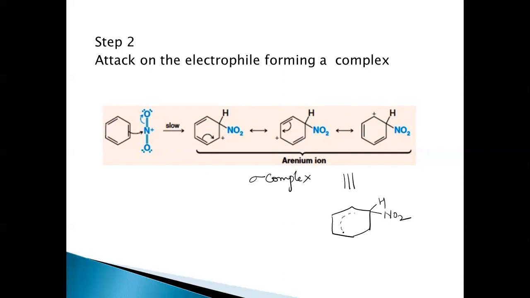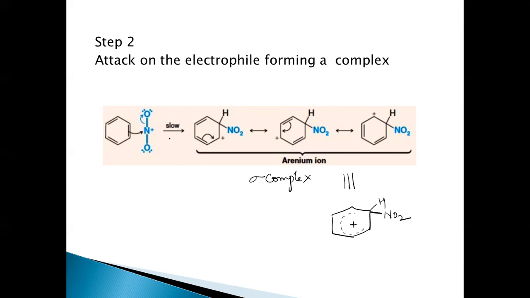So this is the resonance hybrid which is being formed here. This is a sigma complex because there is a new sigma bond formed between the electrophile and the carbon atom of this benzene ring. There's a new sigma bond which is being formed. That is why we are calling it a sigma complex.